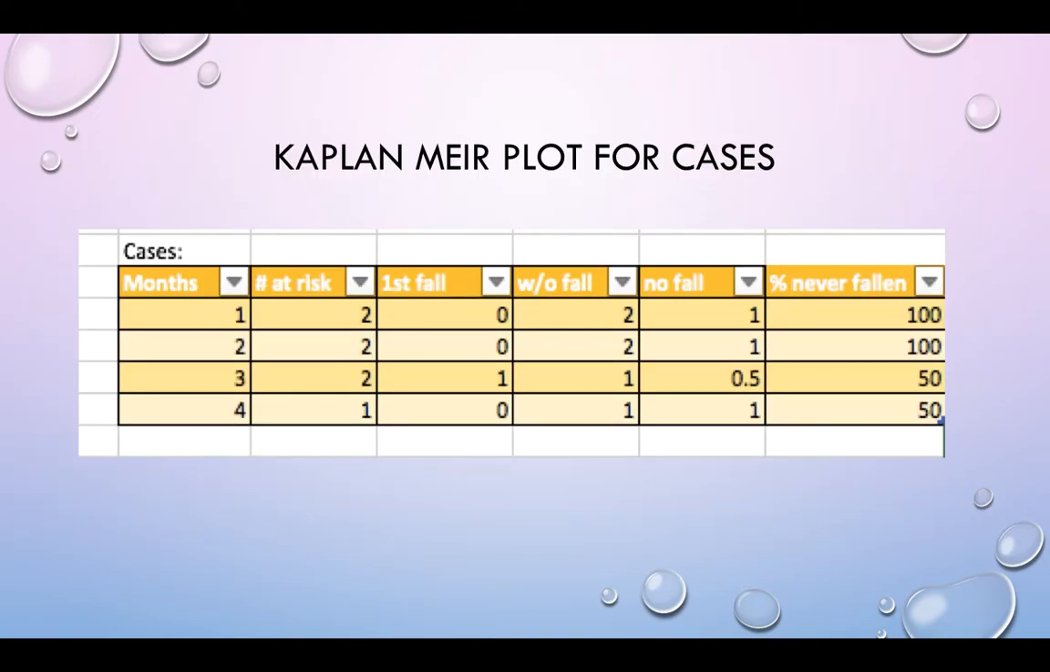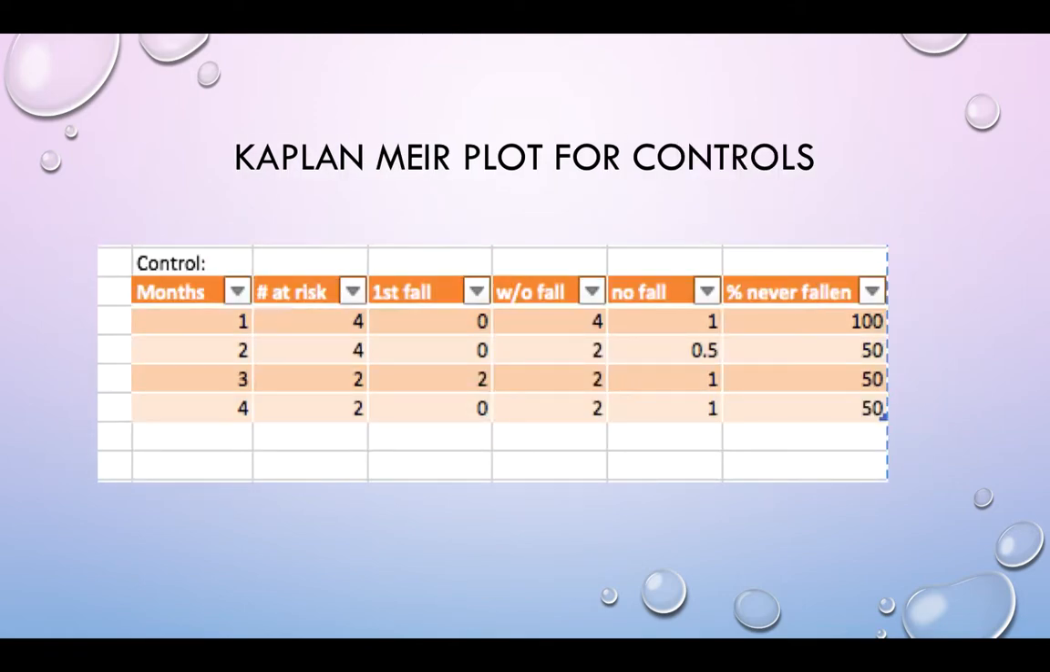So this orange chart shows the Kaplan-Meier plot for cases. This is data collected for 2 cases, which shows that patients 1 and 3 are at risk of falling. In this orange chart, we'll see the plot for controls. This shows the number of patients at risk of falling, and the number of patients that don't fall is calculated. As you can see, the number of patients at risk of falling are all 4.